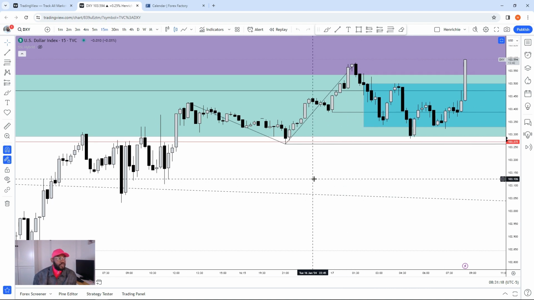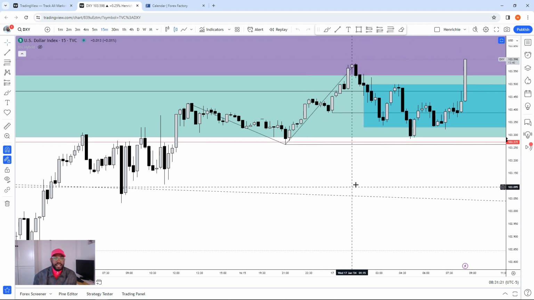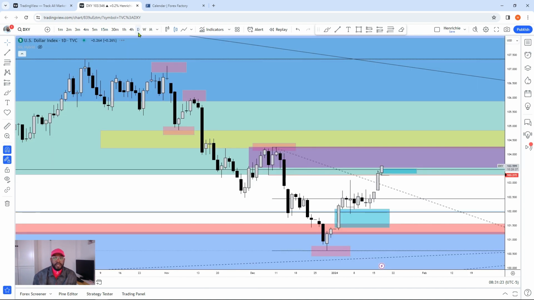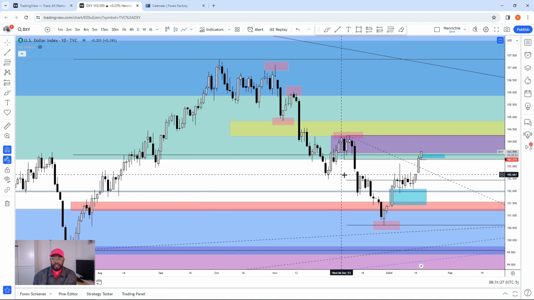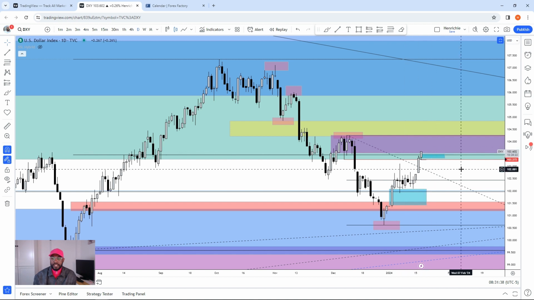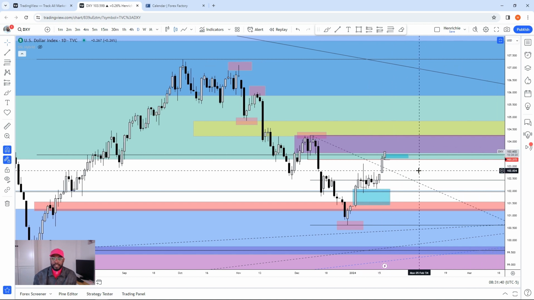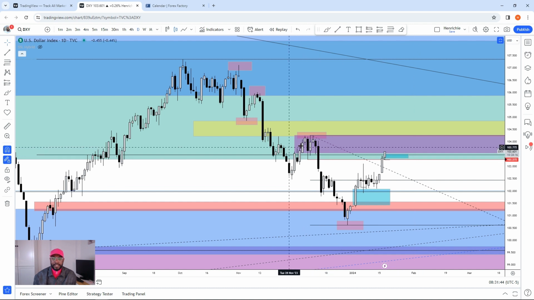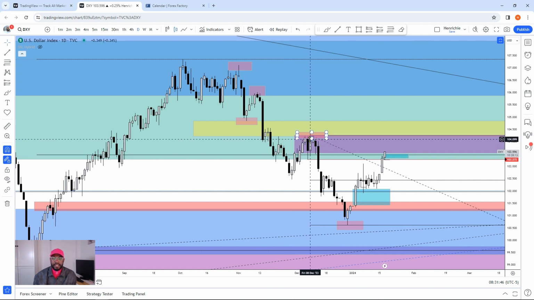So we're going to start by talking about the US dollar index, and we're going to start from the daily time frame. And on the daily time frame, as you can see, the purple zone that I marked over a week ago, I said this is my key level that I'm waiting for the dollar to gravitate into. And if I was to look for a reversal in the marketplace, it's going to be at this key level.